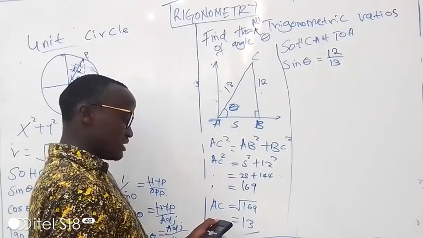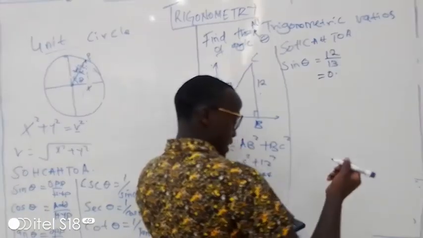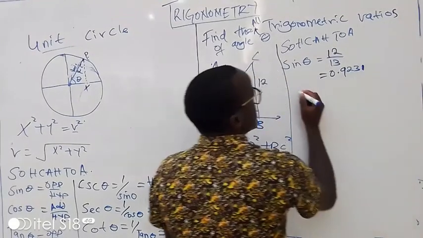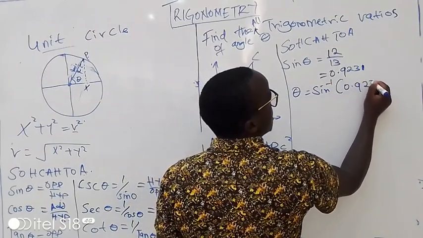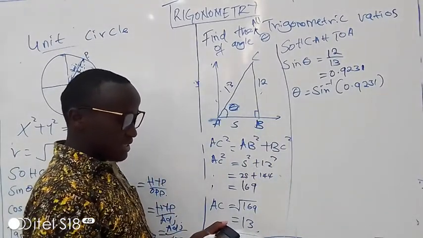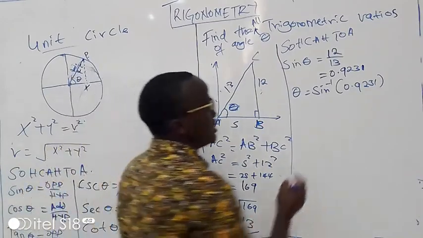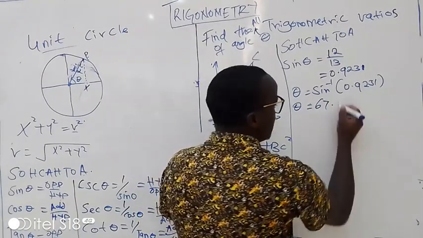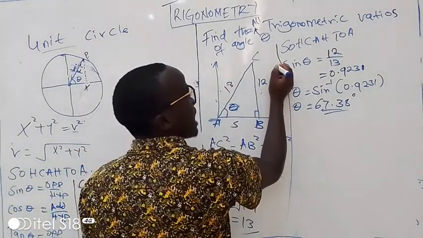So 12 divided by 13 gives 0.92308. So theta will be sine inverse of 0.9231. Now you press shift and then sine of the answer which you had gotten. Here we are getting theta equal to 67.38 degrees. You can give it to 2 decimal places.